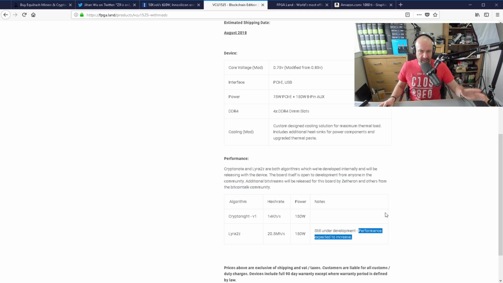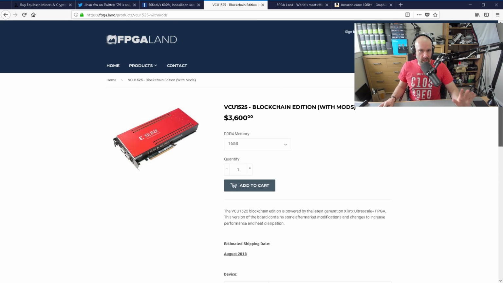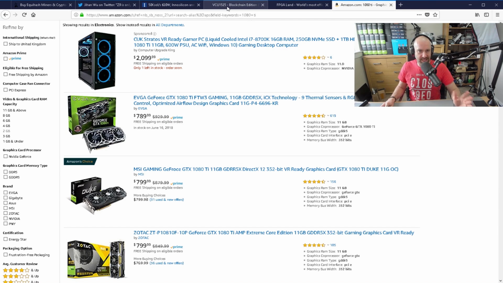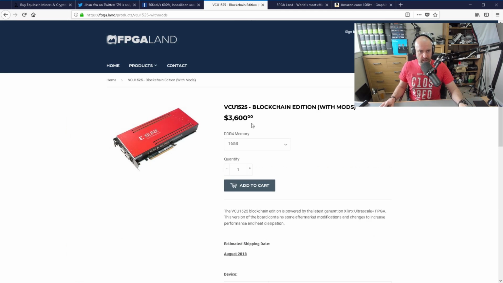Now, my opinion on this might change, as it says here, performance expected to increase. But at the current price level, I would opt for just buying multiple 1080 Ti's rather than one of these. So, yeah, both of these machines that are coming out, I'm not in the market for an ASIC miner anyway.